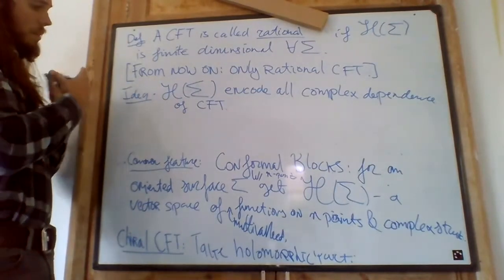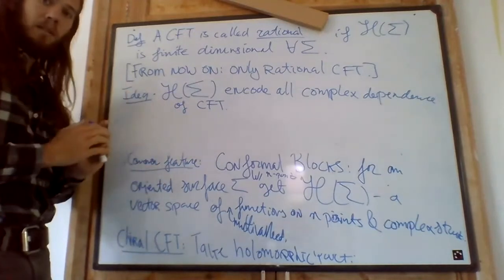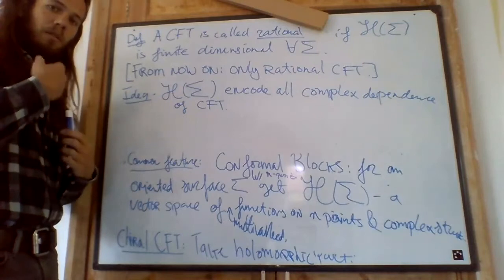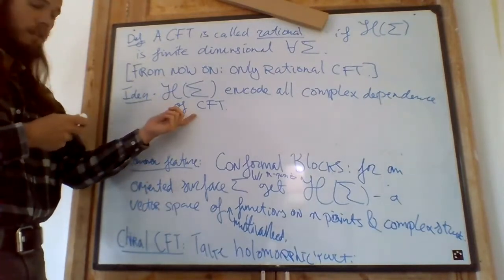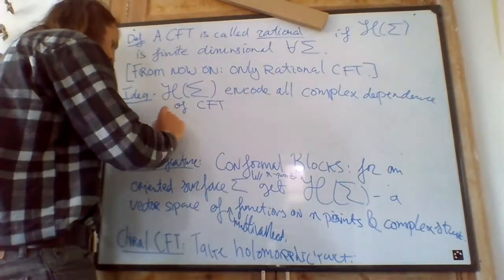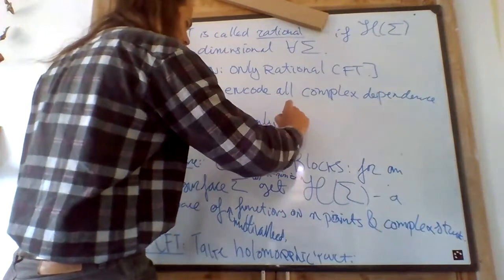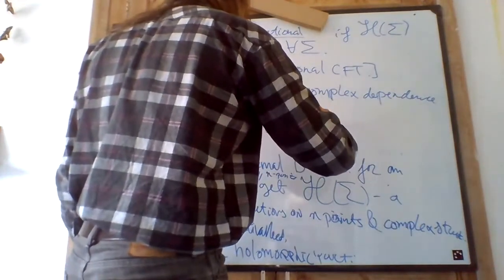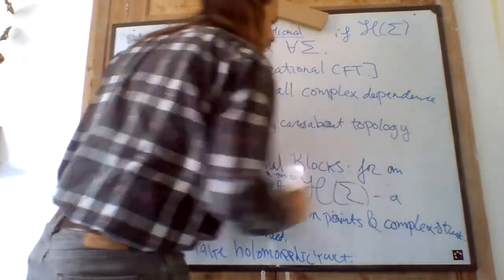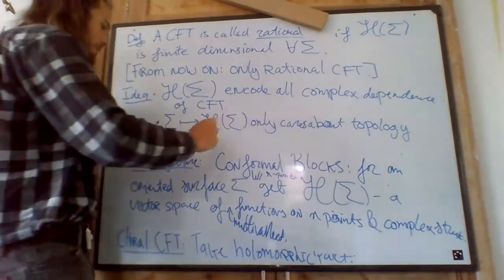So the idea is that somehow when we picked out this chiral part and did the magic that we needed to do to get this vector space, we dealt with all the complex structure information that we needed to do our CFT. So from this point onwards, all you need to care about is the topology. So in particular, the assignment that takes sigma and takes it to H sigma only cares about the topology, and we still have this idea that it should be compatible with the gluing.